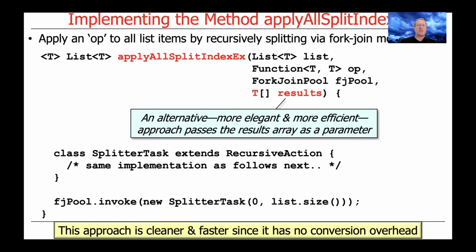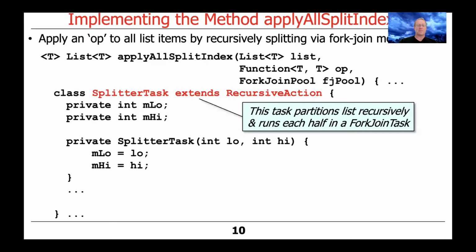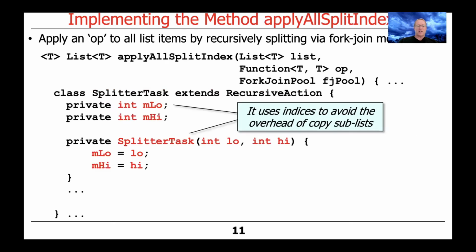So as we'll see when we run the test, this is a little bit faster, but we'll come back to that in a bit. So here's the splitter task that we're going to implement this time. Notice this one's going to use recursive action, not recursive task. And as you can see, this implementation is very similar to the one we did before, except it's going to work on this array as opposed to working on sublists. So let's take a look and see how this works.